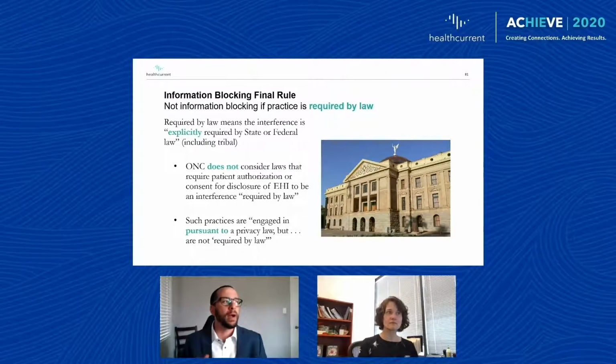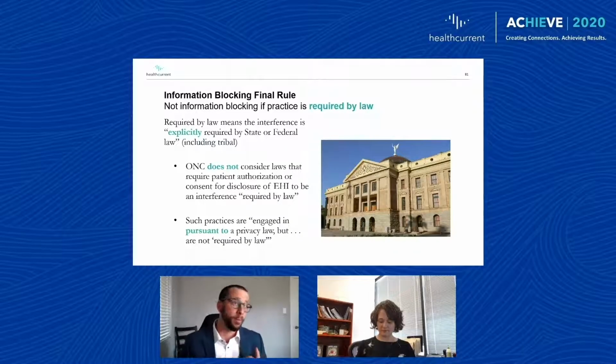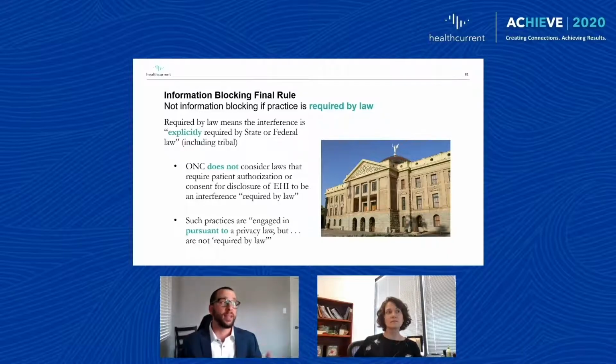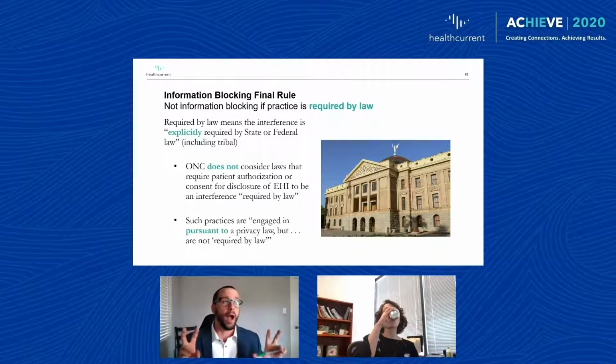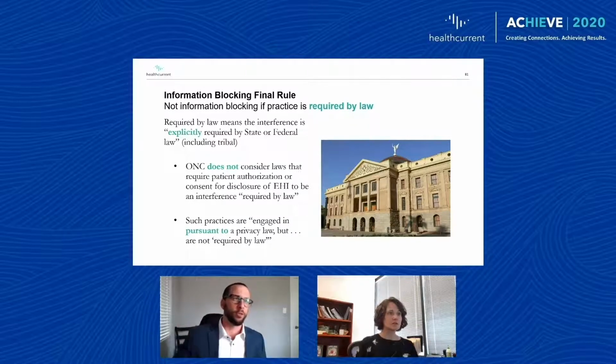So required by law, as ONC states it, is something that is explicitly required by state or federal law, including tribal law. And if you look at that first bullet point, ONC does not consider laws that require patient authorization or consent, so a HIPAA authorization for disclosures outside of TPO, or a consent under 42 CFR Part 2 to disclose a person's substance use disorder treatment records. That is not required by law, primarily because there's no legal requirement to go through that process.